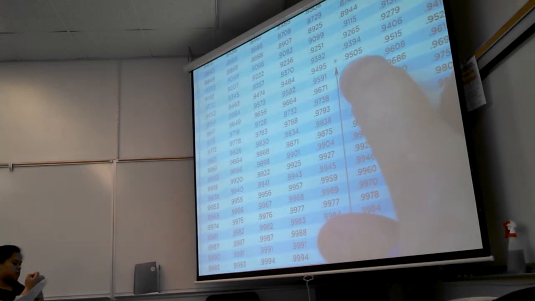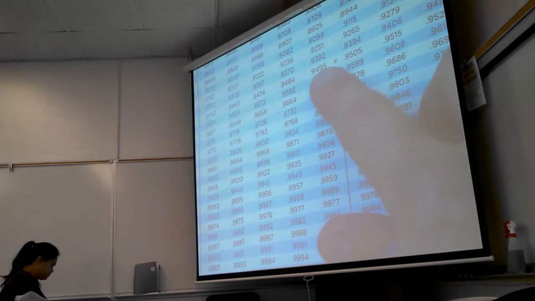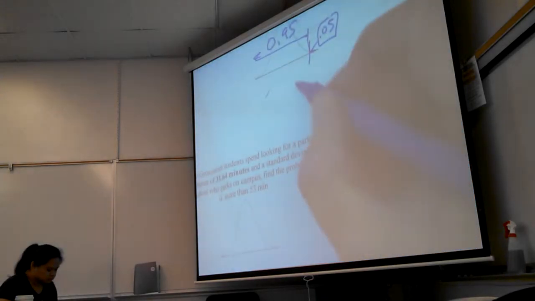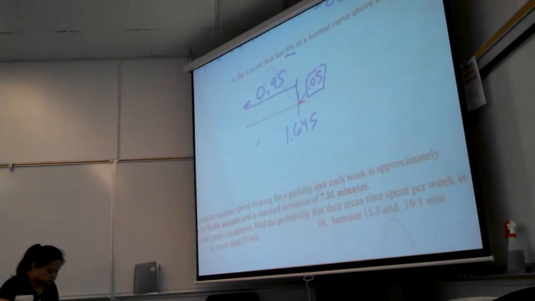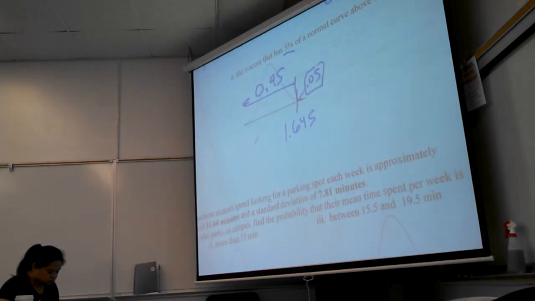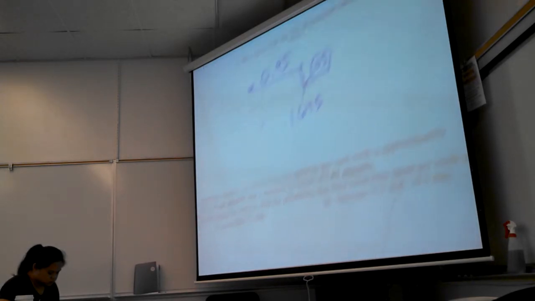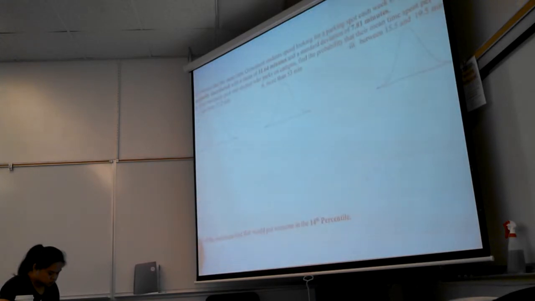You guys kind of with me? Now normally, if it's not right in between, you just take the one that's closest. But this is right in between, so it's 1.645, right in between 1.64 and 1.65. So now you should know enough to do these.